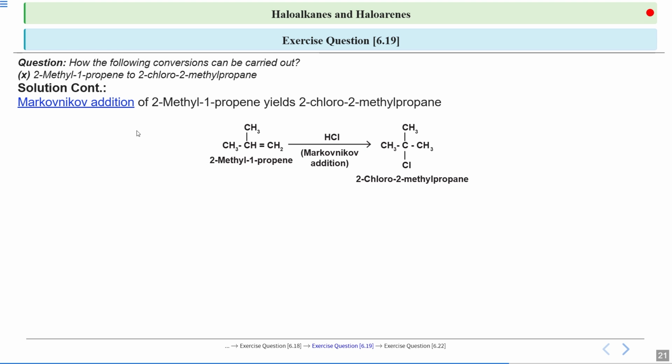So this is the conversion of 2-methyl-1-propene to 2-chloro-2-methylpropane. And as I said, for the specific position of this chlorine in the final product, you have to perform the Markovnikov addition of this alkene.